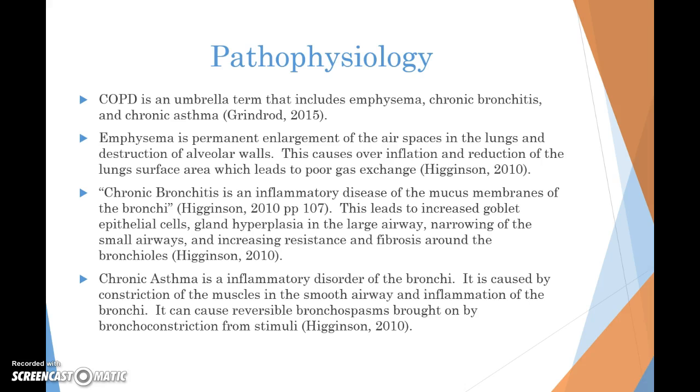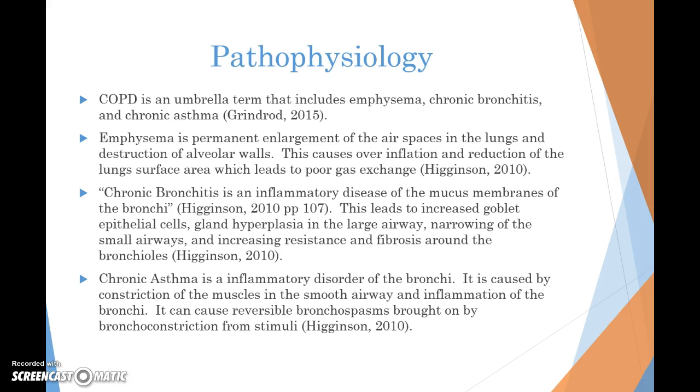Chronic bronchitis is an inflammatory disease of the mucous membranes of the bronchi. This leads to increased goblet epithelial cells, gland hyperplasia in the large airway, narrowing of the small airways, and increased resistance and fibrosis around the bronchioles. In chronic bronchitis, the airway epithelium releases inflammatory mediators due to long-term exposure to noxious chemicals or infection.